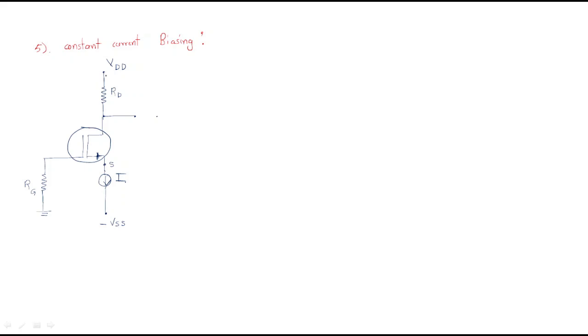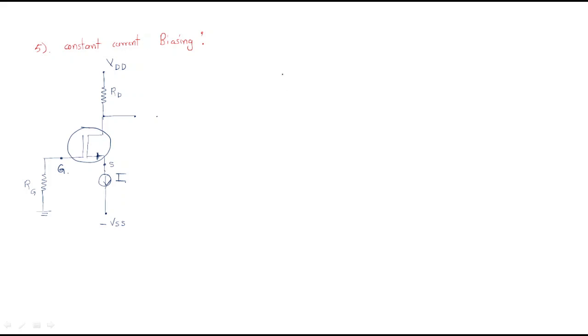If you observe here, the drain terminal has positive biasing and the source terminal has negative biasing. This is the current and this is the gate terminal.